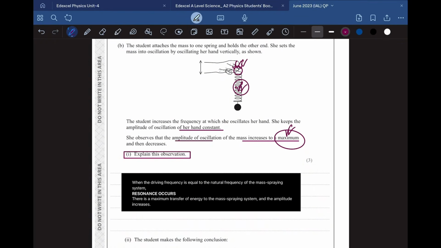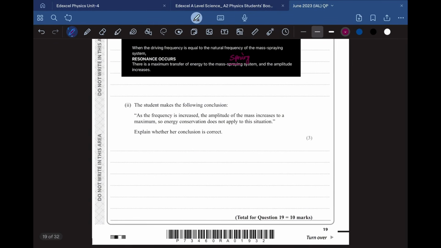There is a maximum transfer of energy to the mass spring system, sorry, here it will be mass spring system rather than spring, and the amplitude increases. The next question says the student makes the following conclusion. What is the conclusion? As the frequency is increased, the amplitude of the mass increases to a maximum. Yes, we know this. So energy conservation does not apply to this situation. No, this is actually wrong.